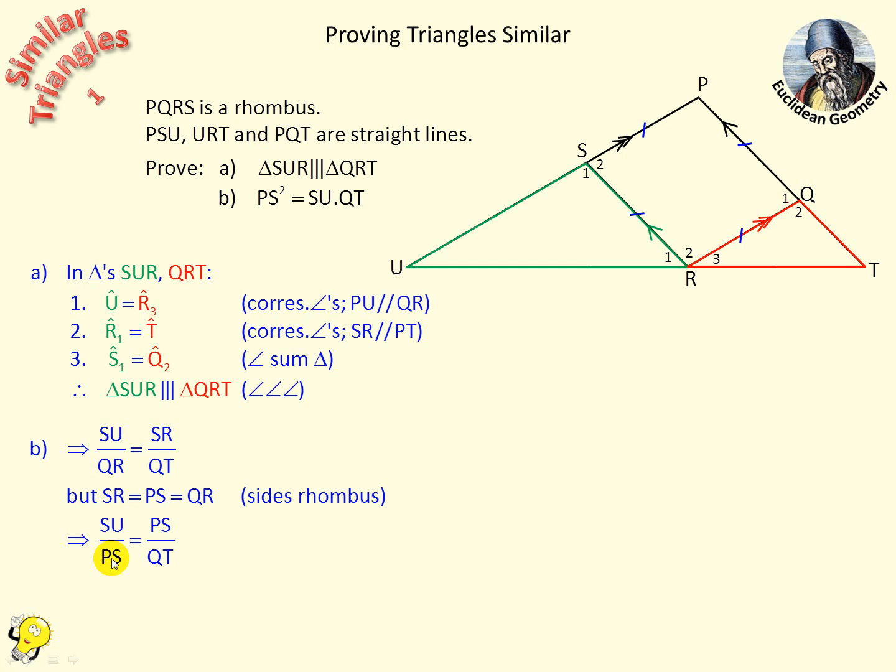So now look, I have substituted. Instead of QR, I put PS, because QR and PS are equal. Instead of SR, I put PS, because SR and PS are equal, and that gives me straight what I want to prove.